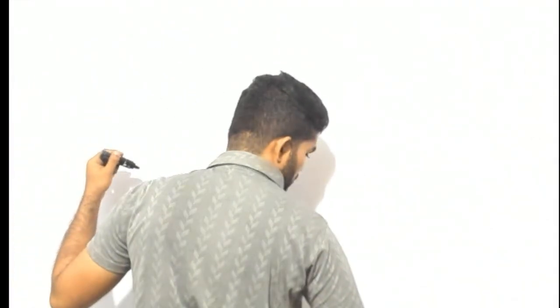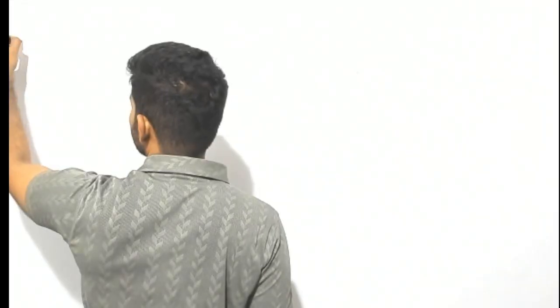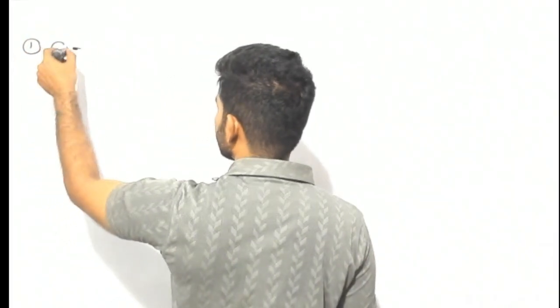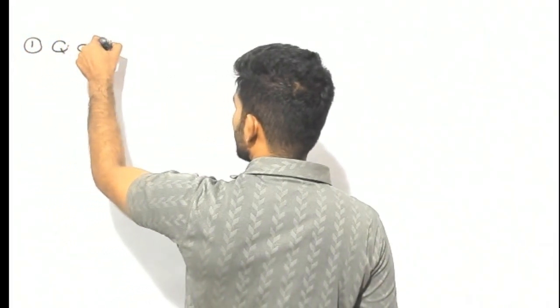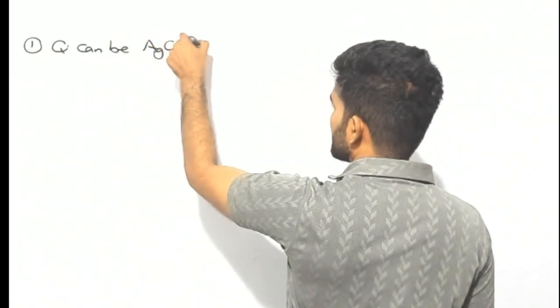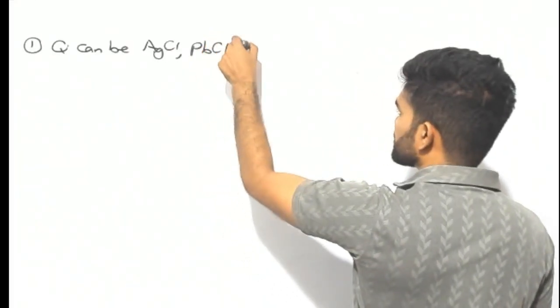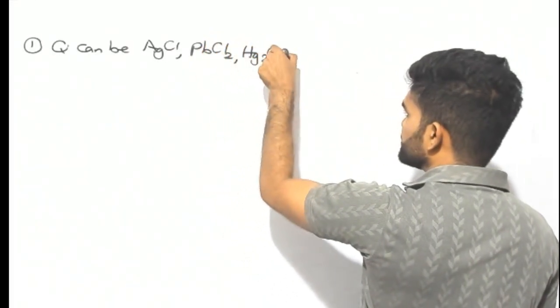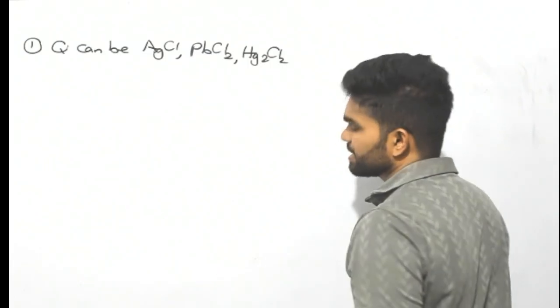What can this Q be? When we add dilute HCl, that is group 1 of the cation group analysis. So Q can be AgCl, PbCl2 and Hg2Cl2 because all are white color chloride precipitates. The Q can be one of these three.